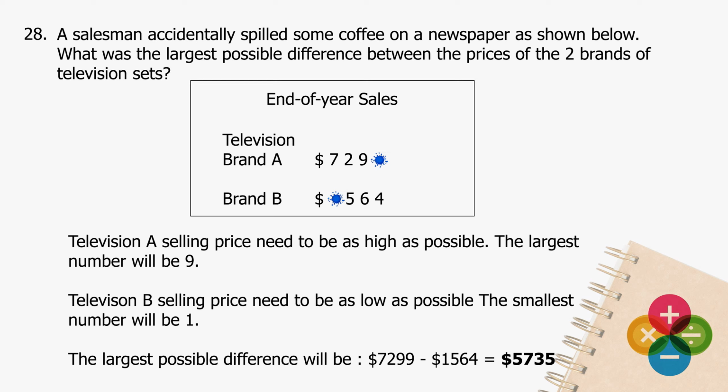Take $7,299 minus $1,564, and the answer is $5,735.